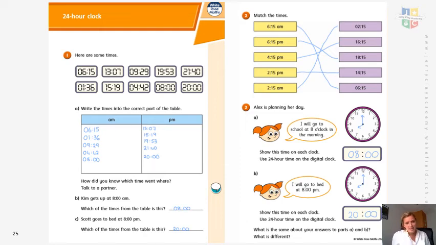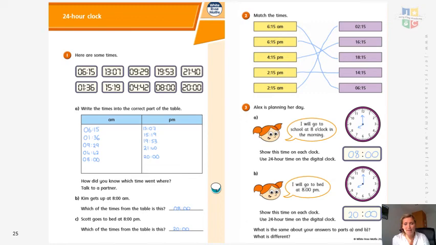For part B, it says Kim gets up at 8 a.m. Which of the times from the table is this? So we'll have to use the times on the table to show that it is 0800, because remember 8 a.m. it will start, if it's a.m. it will most of the time start with a 0.